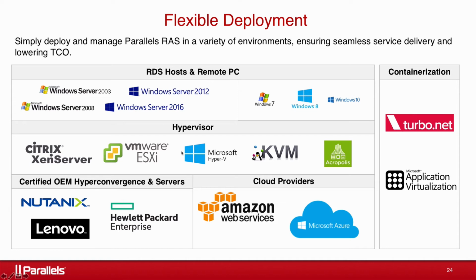And the hypervisors, like I mentioned before, we run on Xen Server, ESXi, Hyper-V, KVM, and Acropolis. And of course, if you're running on Amazon Web Services or Azure, that is also available for us. We have OEM hyperconvergence certifications with Nutanix, Lenovo, and HP Enterprise. And if you're using application containers, we can run with Turbo.NET and as well Microsoft App-V, which means from the RAS administration console, you can enable packages or package distribution or execution directly from our console.